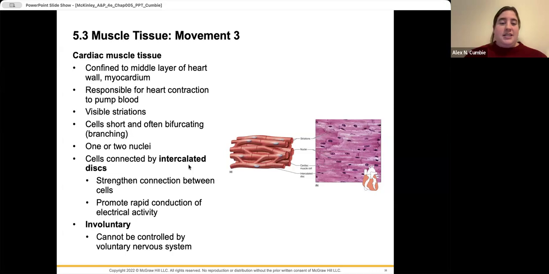Intercalated discs, coincidentally, contain two different types of cellular junctions. They contain desmosomes and gap junctions, which we'll talk about the importance of a little bit later. And again, cardiac muscle is involuntary. We are not consciously telling our heart to keep beating. That would be exhausting, and that would be the only thing that we'd be doing. But since it's involuntary, our brain is still controlling this, but it's subconscious control.